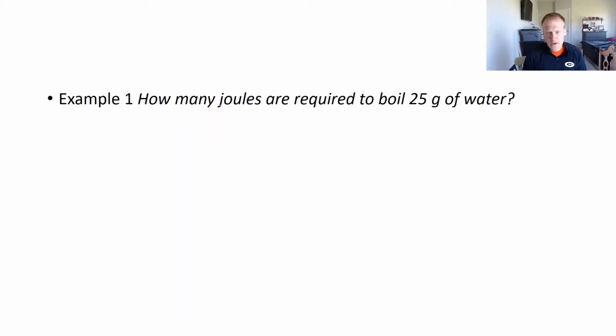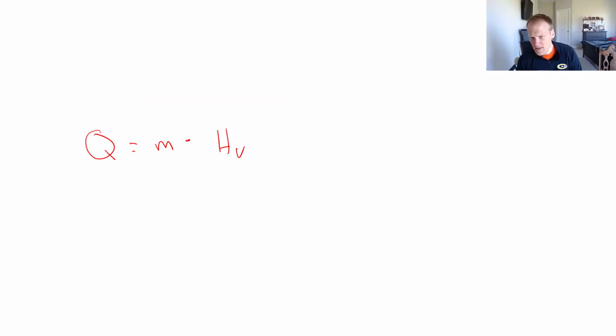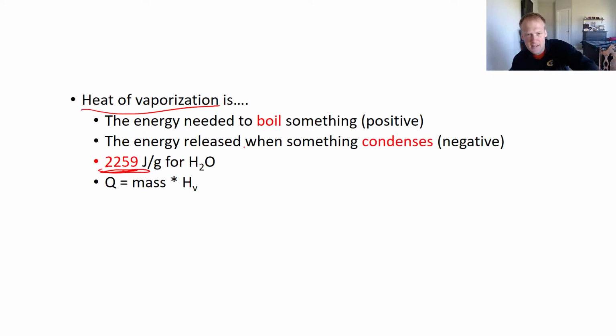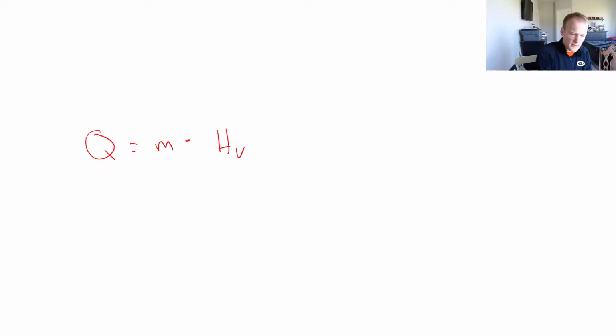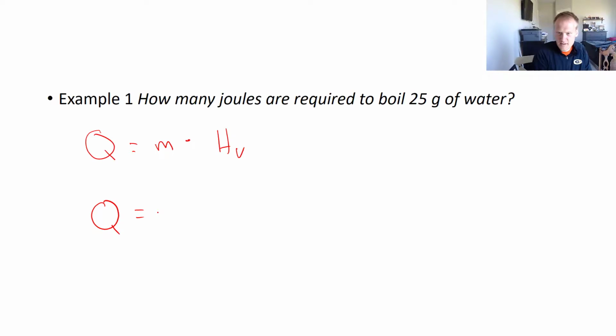But these equations are pretty straightforward. How many joules are required to boil 25 grams of water? So the keyword there is boil. So we type the mass times the heat of vaporization. If you don't remember that, just go look in the notes. Boiling is heat of vaporization, and the number we need is 2259. So Q equals the mass, which is 25 grams, times 2259.